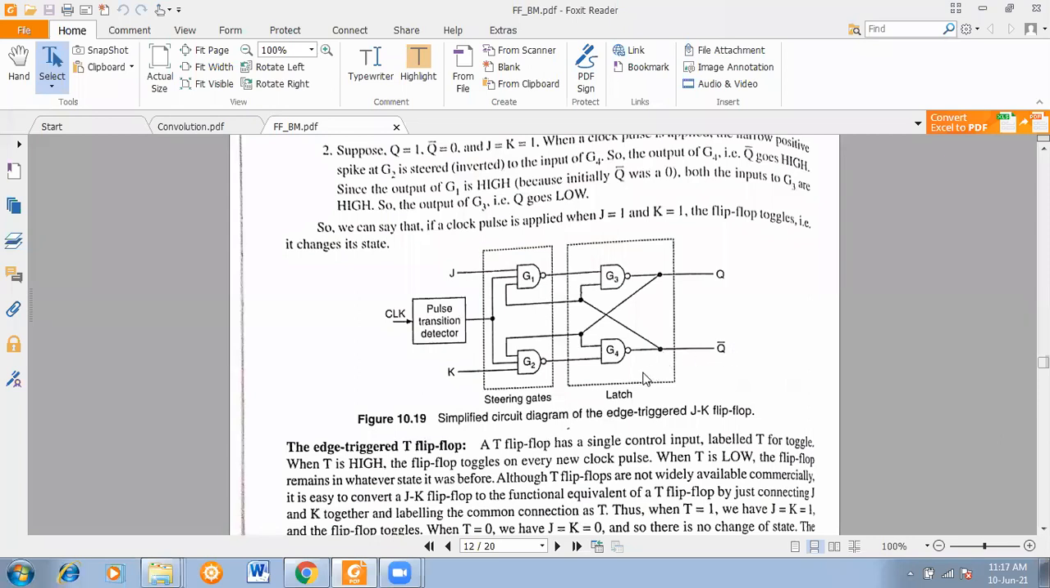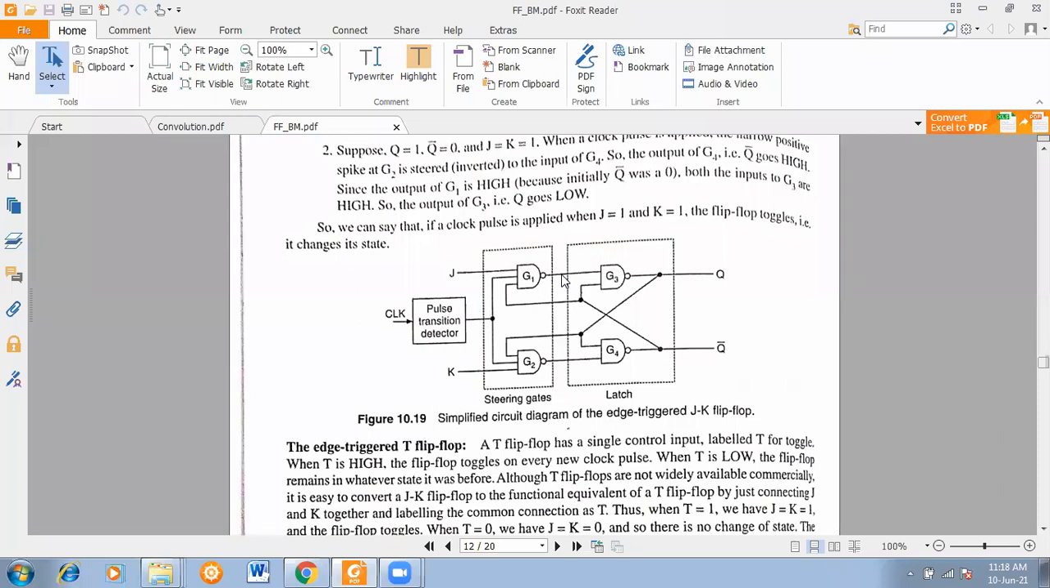So where is Q bar connected? To the upper gate. Correct. And in the lower gate, Q has come. What was Q? 0. Clock is present, K is 0. Correct, so all are 0. So what will the output of G2 be? 1. Here what will it be? 0. J is equal to 1. Clock is also present and that is also 1. So the output will be 0. Correct.